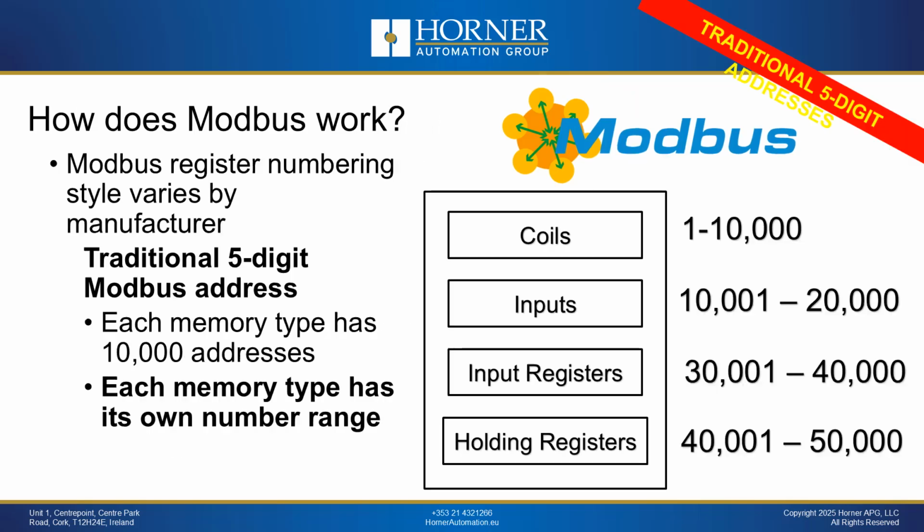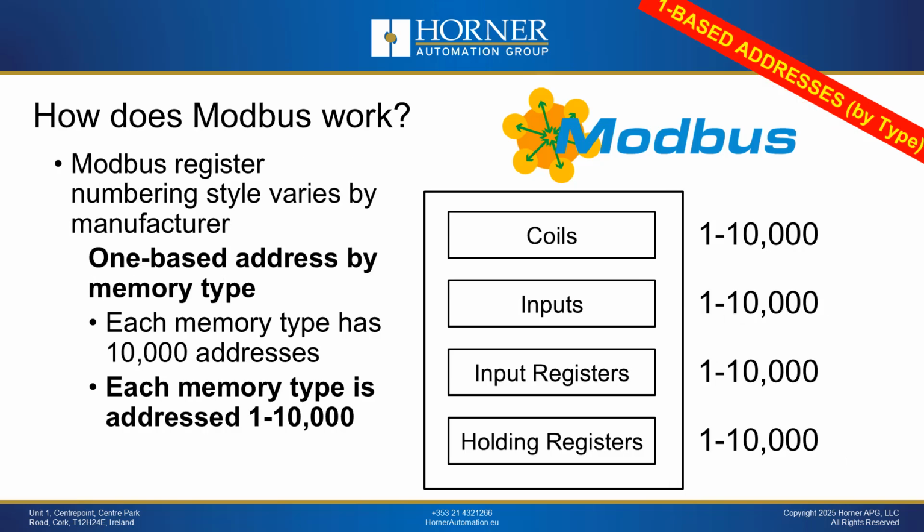Now let's talk about the Modbus addressing in the traditional 5-digit Modbus addressing. Each of the 4 different memory types has its own unique address range. That keeps it simple. So if you're looking at Modbus address of 35,000, you know you're looking at an input register, which is read only.